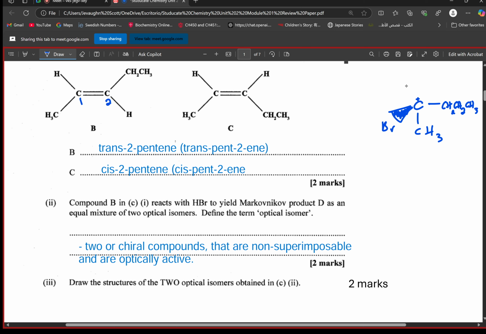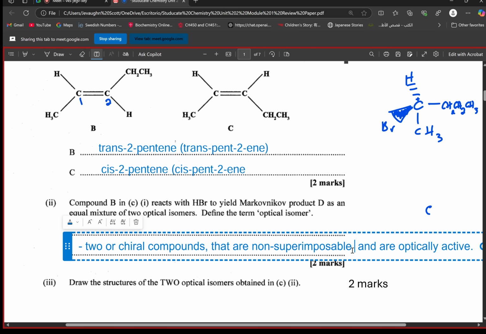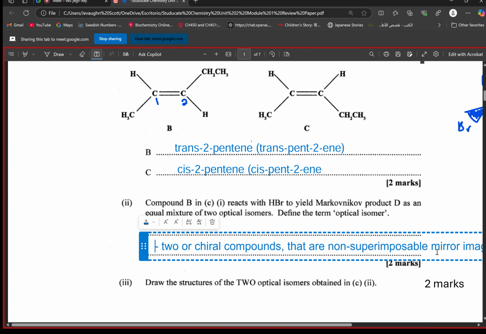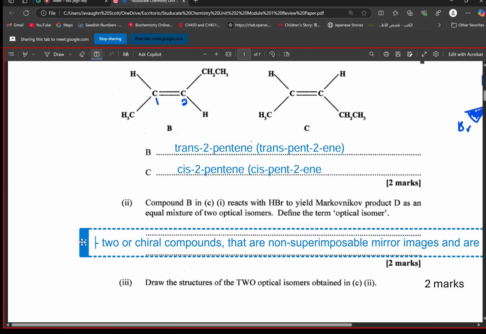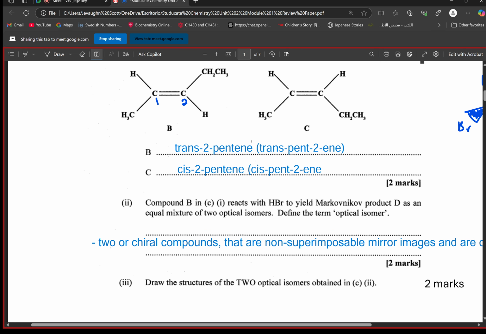Alrighty, so the next one now, we have to draw the compound just being optically isomeric. So we just need to draw the optical isomer. So what would be the optical isomer to this? They must be non-superimposable. Let me add to that definition down here. They must be non-superimposable mirror images. Let me drag this over a little bit.